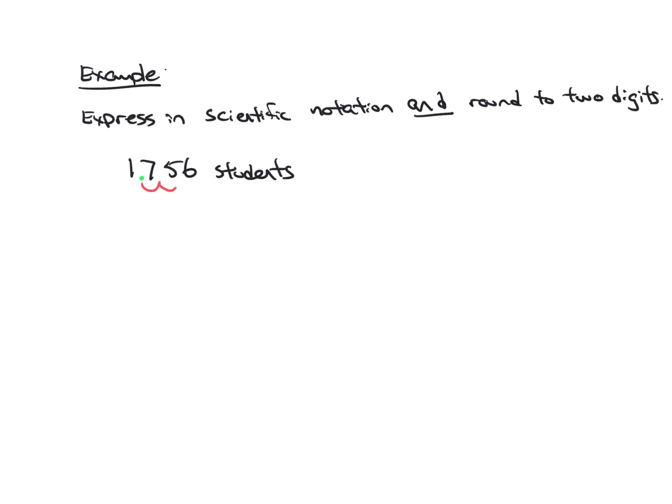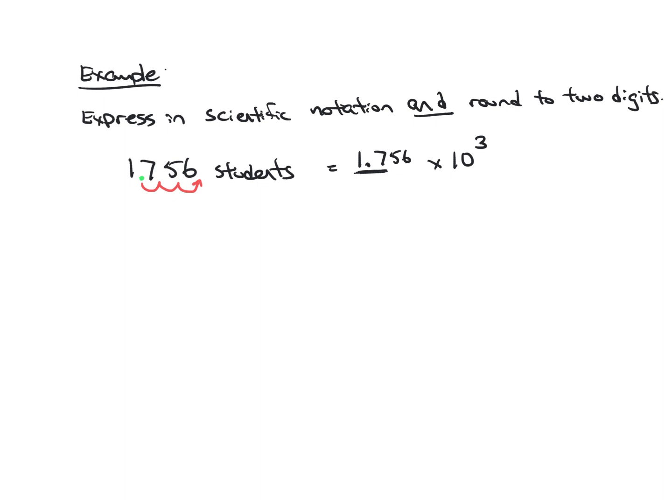So in this case, it's 1, 2, 3 to get our original number back. And which way did we go? We had to slide it to the right. So if we slide it to the right, we multiply it by a positive power of 10. So we multiply it by 10 to the exponent positive 3. And the number we're supposed to put in front of the multiplication sign. Normally, we would put 1.756. However, now the question is asking us to round it to 2 digits.